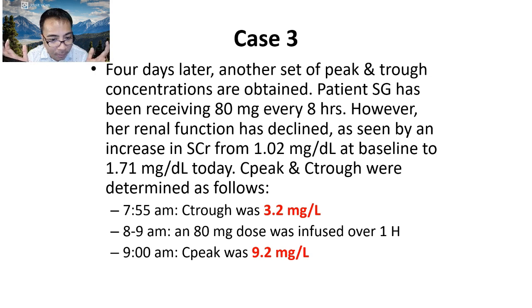C-peak and trough were determined as follows. 3.2 na ang trough concentration. Dapat hindi niya na binago yung every 12 hours na dosing interval natin, pero it happens. Tapos ang peak concentration is 9.2. Pasok pa naman ang peak, pero ang trough ang problema natin dito. Should be less than 2 dapat.